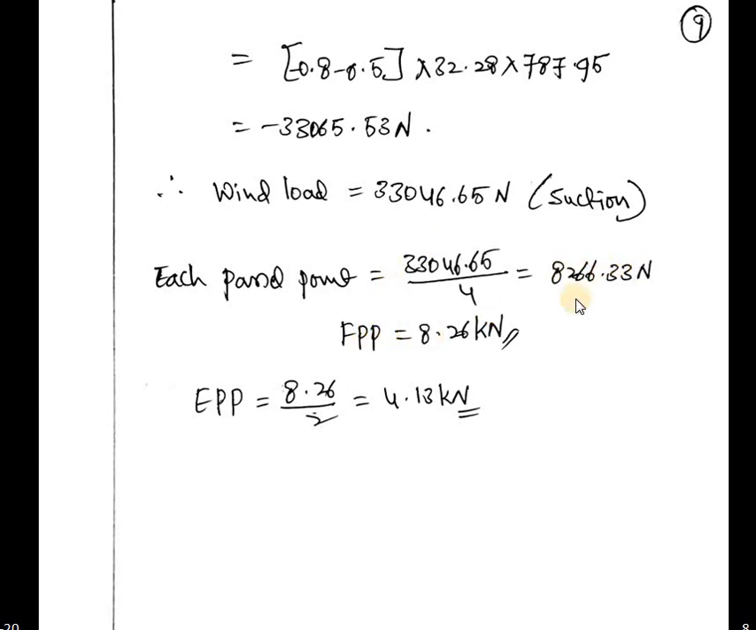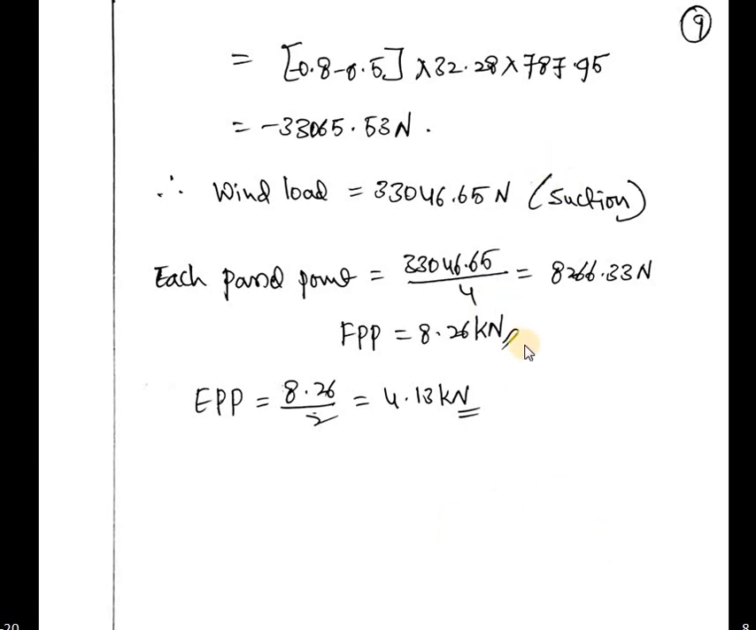Now coming to each panel point load, you can see here, full panel point, this is the load. This is in terms of Newton. I am considering full panel point 8.26 kilonewtons. End panel point 8.26 by 2, again that is 4.12 kilonewtons. That's it. This is about wind load calculation.